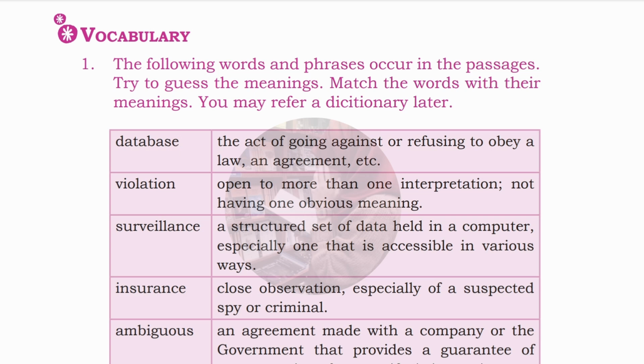So first we'll see the vocabulary part. Here in the column A, we have given some words, or else we call it as phrases. And in the column B, we have given its meaning. So now what we have to do, we have to match it correctly. You can take the help of the dictionary and match it correctly. Okay guys, now we'll see the answers of this.